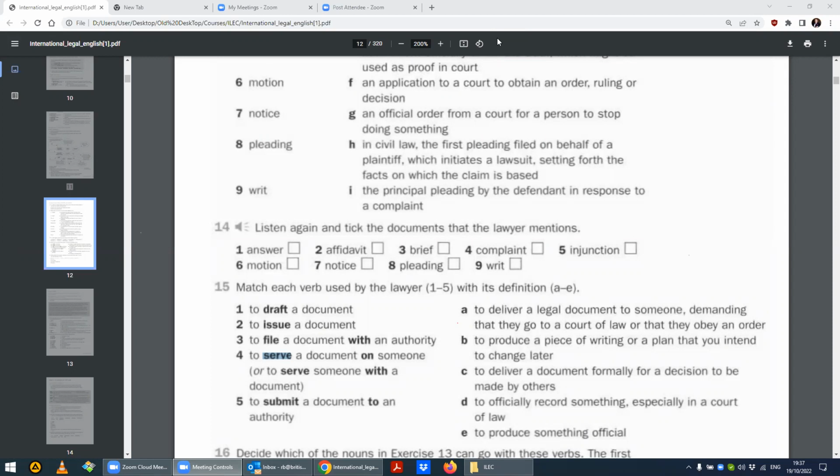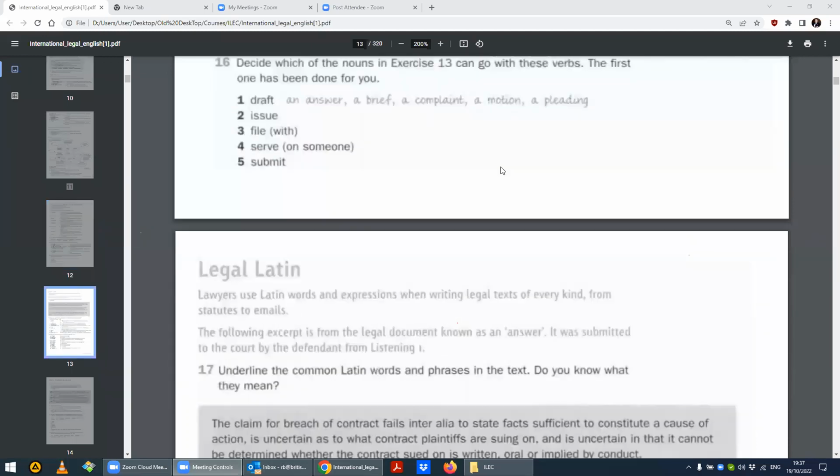Good, Valeria. Good, Irina. Good, Ludmila. Good. All right. Well, that's enough for vocabulary. Otherwise, we'll never get anywhere.